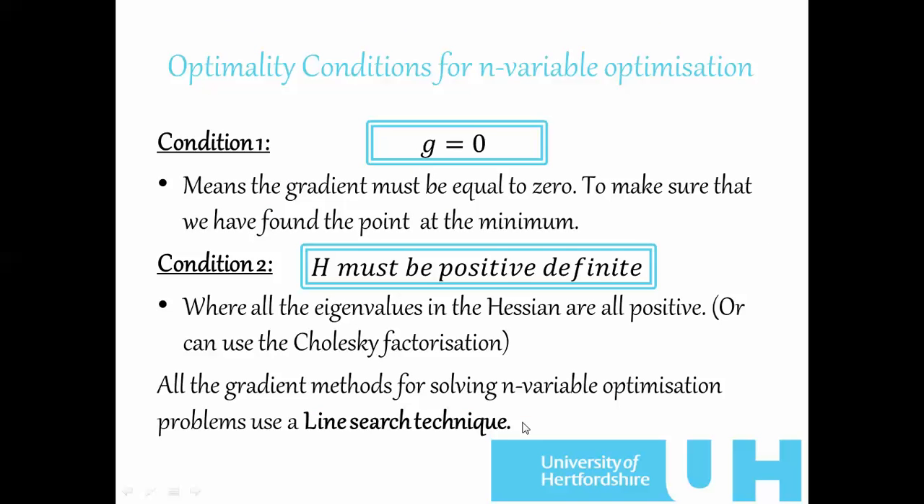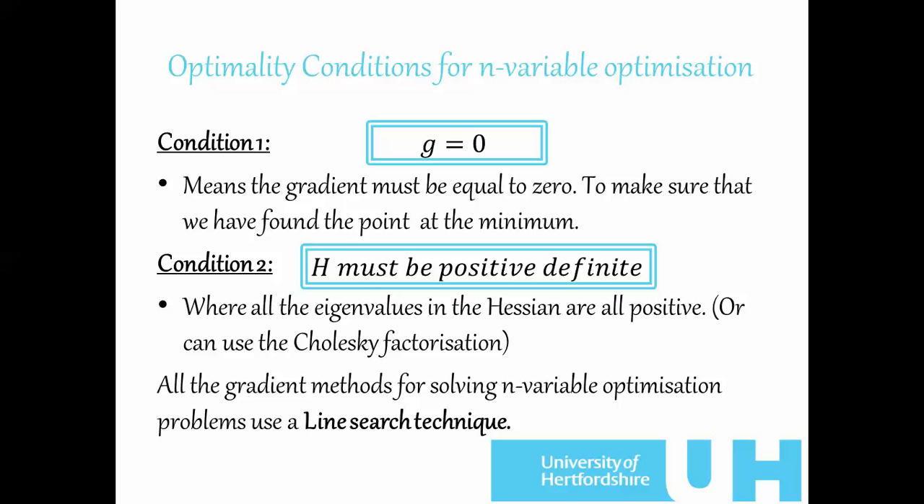The optimality conditions for n-variable optimization are, just like in one variable optimization, that the gradient needs to be equal to 0. This is to make sure that we are at the minimum. The second optimality condition is that the Hessian has to be a positive definite matrix. We have to check this condition for all the methods that we use, and we can use the determinant to find the eigenvalues of the Hessian matrix to ensure that they are all positive, or we can use another method known as the Cholesky factorization.